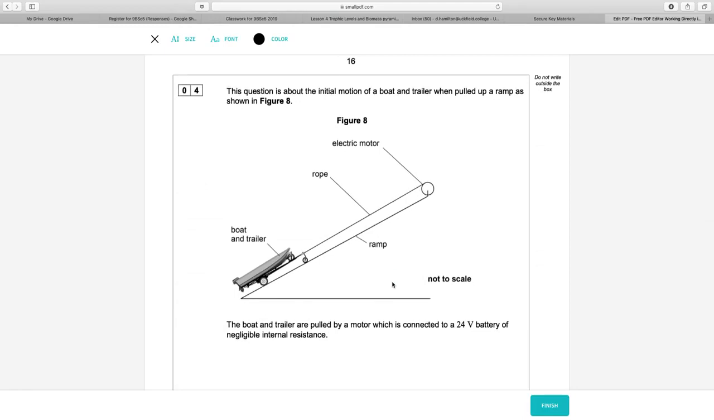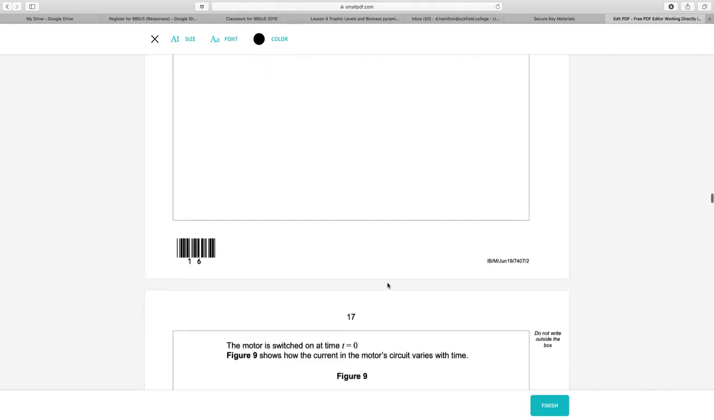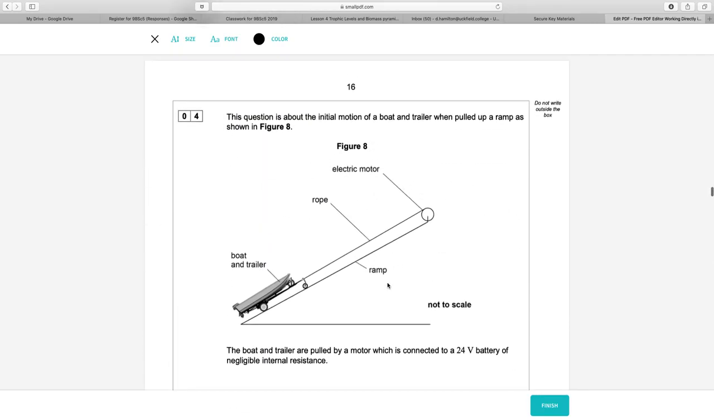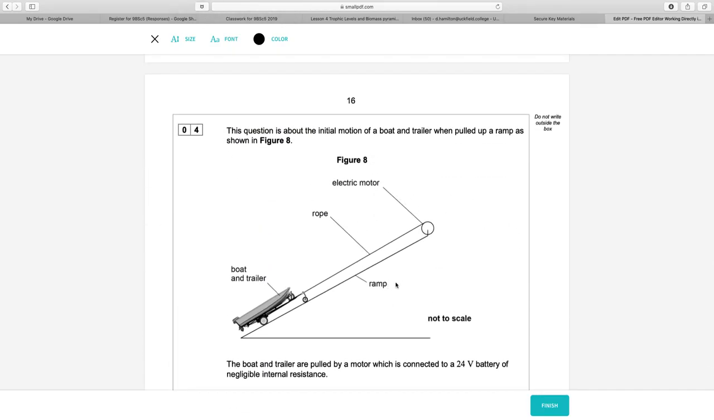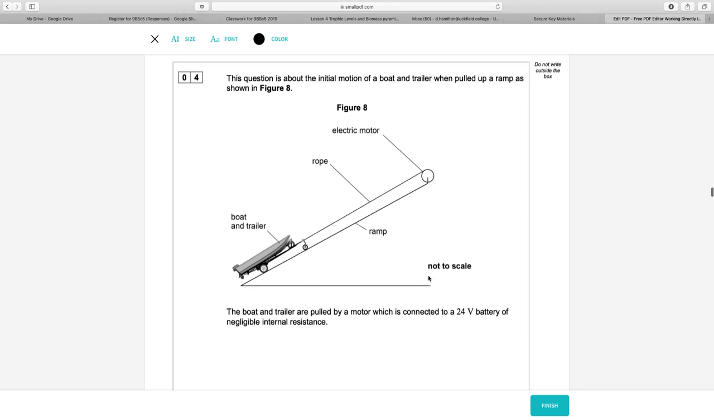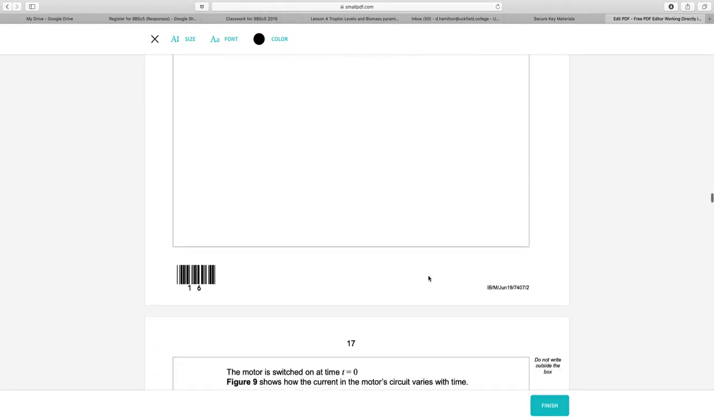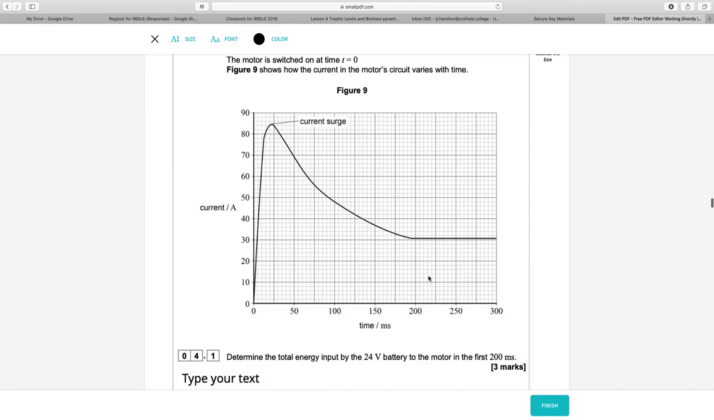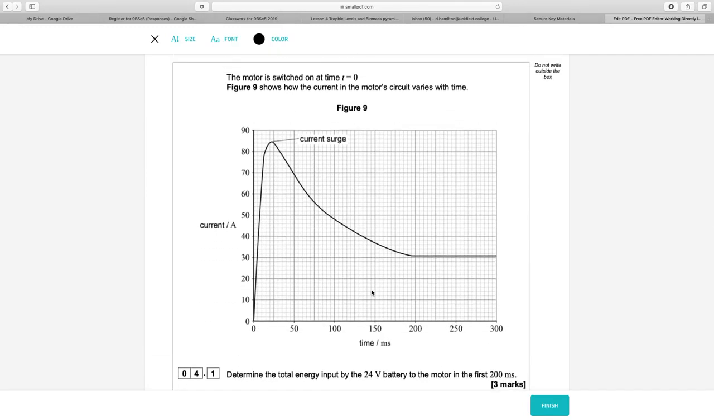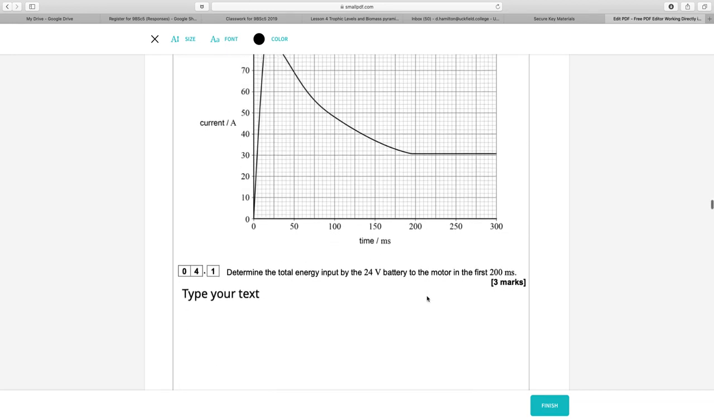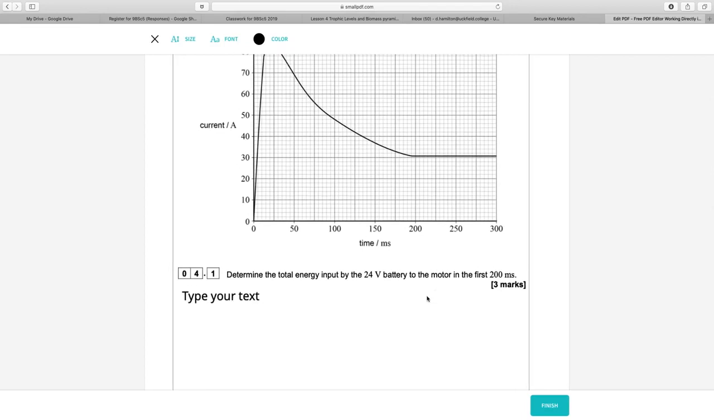Question 4. We have a boat and a trailer being pulled up by a motor connected to a 24 volt battery of negligible internal resistance. So the power is not being affected by the current being supplied. Motor turns on at time t equal to 0. And this is the current against time in milliseconds graph. Determine the total energy input by the 24 volt battery to the motor in the first 200 milliseconds.